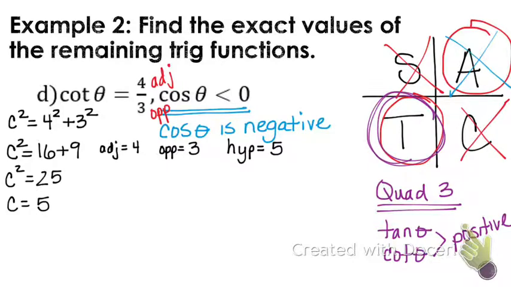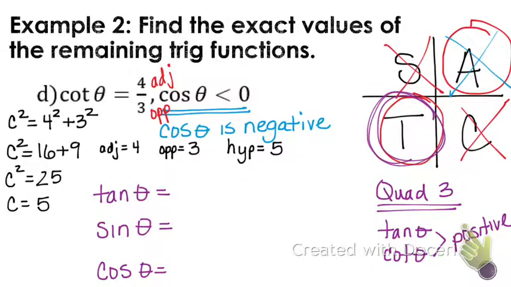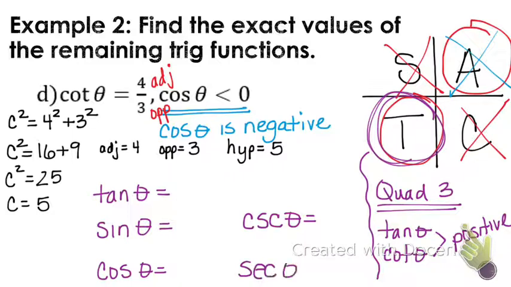We need to find the last 5 ratios. The last 5 ratios would be the tangent of theta. Then we need to find the sine and the cosine. And then I need to find the sister to sine, which is the cosecant, and the sister to cosine, which is the secant. So take a couple of minutes and see if you can find those 5. And then we'll put our negatives in at the end.